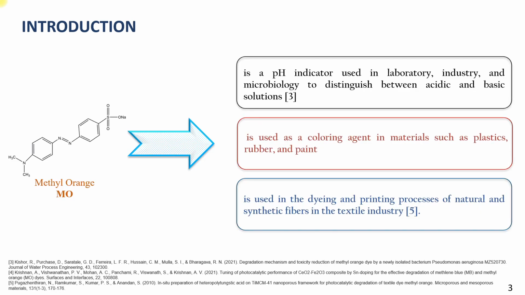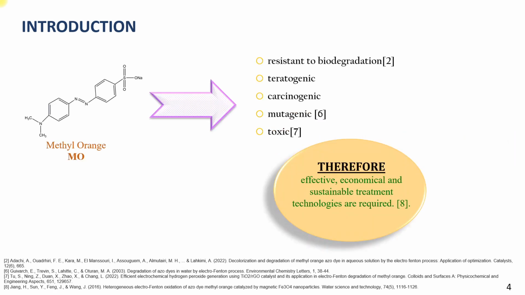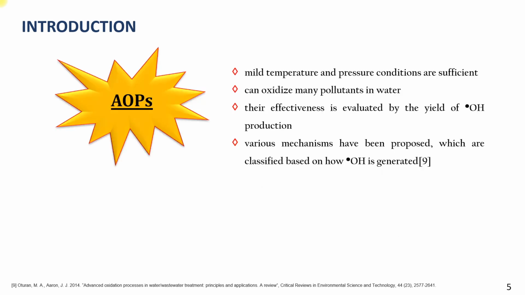Among these dye-based pollutants, methyl orange is also known as a pH indicator used in laboratory, industry, and microbiology. It is also used as a coloring agent in materials such as plastics, rubber, and paint. In our study, we have chosen this as our target pollutant. Methyl orange is reported to be resistant to biodegradation. It has teratogenic, carcinogenic, mutagenic, and toxic properties. Therefore, effective, economical, and sustainable treatment technologies are required to treat these pollutants.